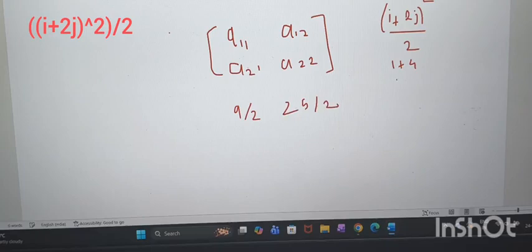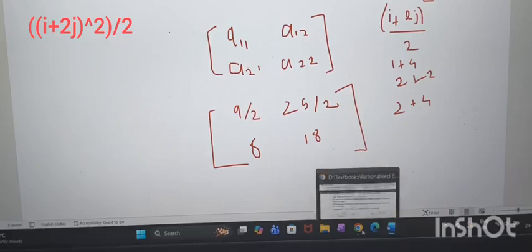Next 2 in place of i, 1 in place of j. 2 plus 2 or 4, 4 square, 16 by 2, and that would give you 8. And similarly 2 plus, in place of j also it's 2, so 2 2s are 4, it's 6, 6 squared is 36, 36 by 2 would give you 18. This will be the matrix.